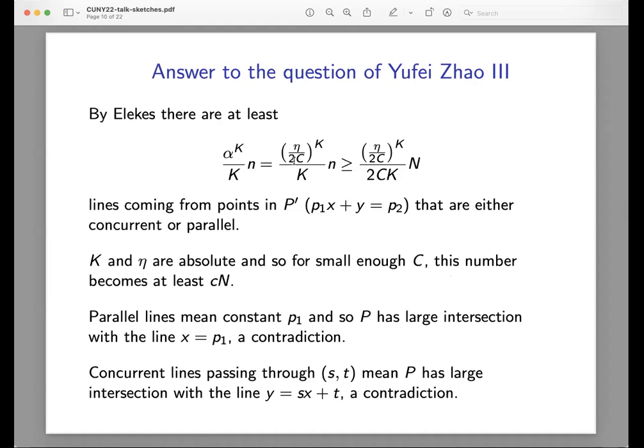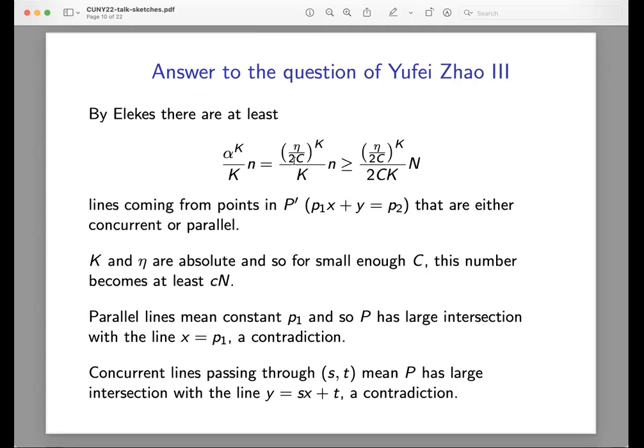Elekes's theorem, remember, has this alpha to the k divided by k times the number of points. If you do all the calculation, which I have written in the slide, you get on the right-hand side something that depends on capital N, but all the other stuff is basically of two kinds. You have eta and capital K that are just absolute constants given to us from the theorems. And then you have this expression capital C that you have control over. So when you take capital C to be large, you can make this expression bigger than little c. So what does this mean?